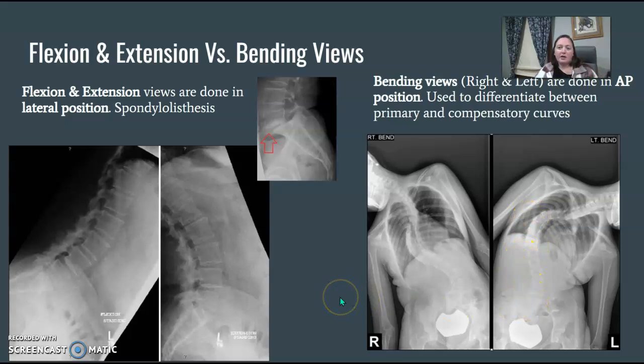So just watch the terminology. If it's flexion extension, the patient's lateral. Or if it says the patient is in AP position for bending views, those are left to right. Those aren't flexion extension. I hope this was helpful, and good luck with your L-spine imaging.